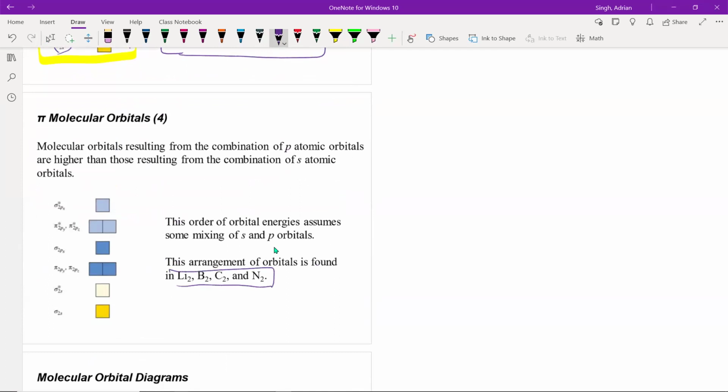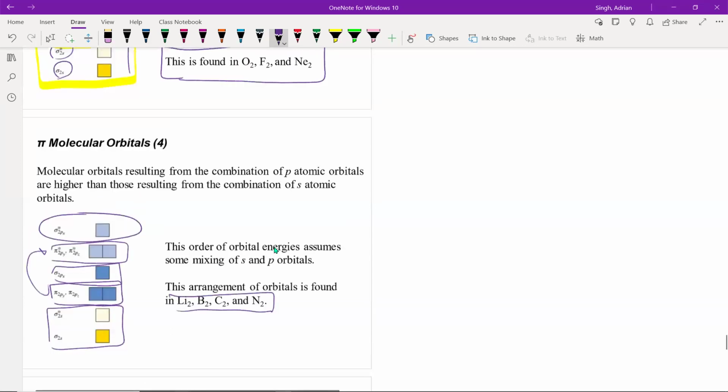So here we're going to have our sigma 2s, sigma star 2s at the bottom. And now instead of having the sigma 2px next, we actually have the pi 2py and pi 2pz, then the sigma 2px, and then we have the pi star 2py, pi star 2pz, and then the sigma star 2px at the very top.